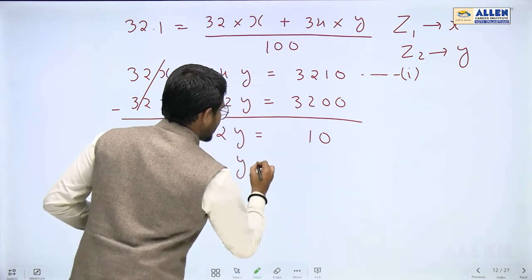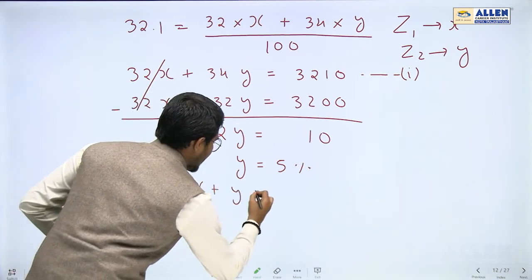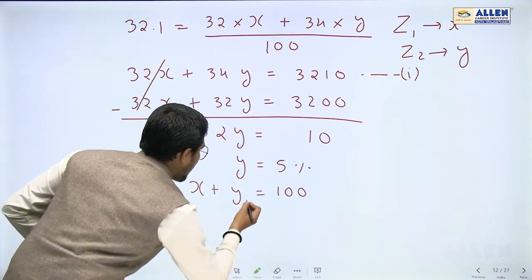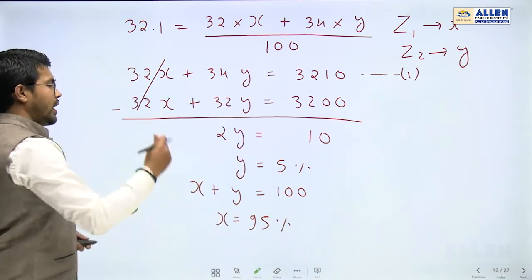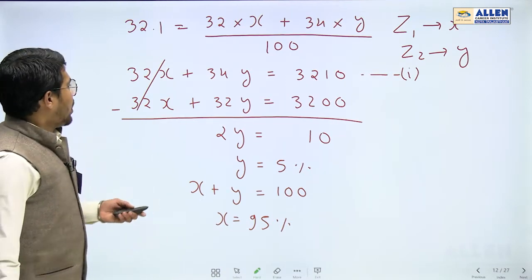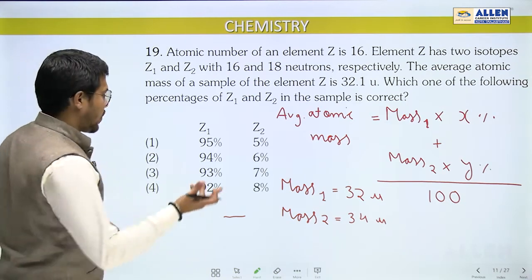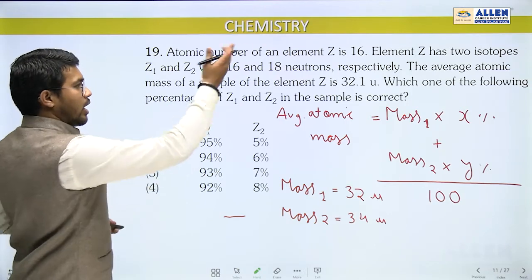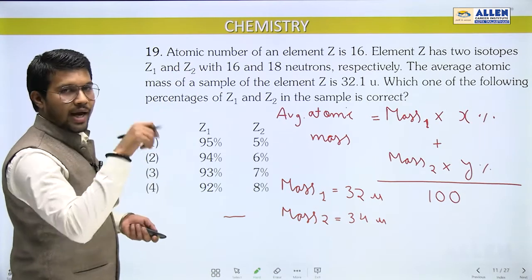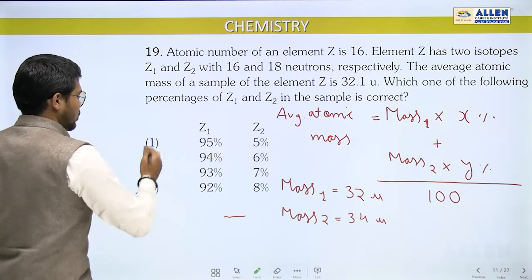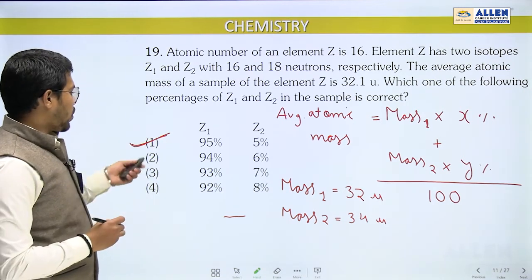So y is equal to what? It is 5%, and we know that x plus y percent accounts for 100%. So x is equal to 95%. We got the values of y and x. Coming on to the question part, as I told you, Z1 is denoting x1, and Z2 I have taken of y was denoting Z2. So the first option for this particular question would be the correct one.